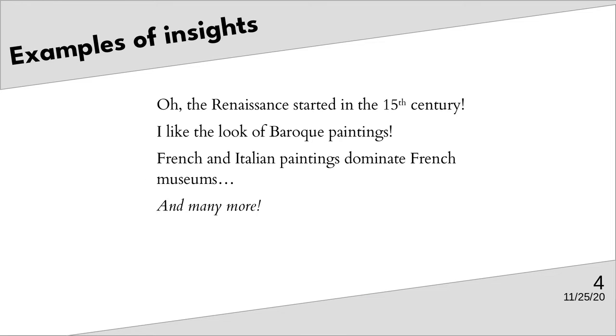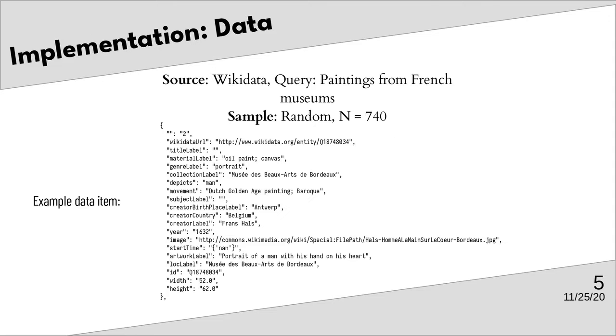So examples of insights we would like users to have is like, oh, the Renaissance started in the 15th century. Like, oh, I like Baroque paintings. I wonder where Baroque paintings are. Or Italian and French paintings dominate French museums. Huh. And many more insights, which Adam will go into.